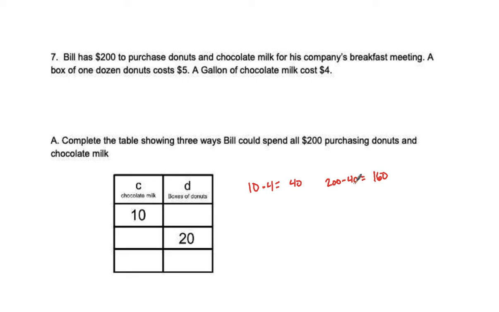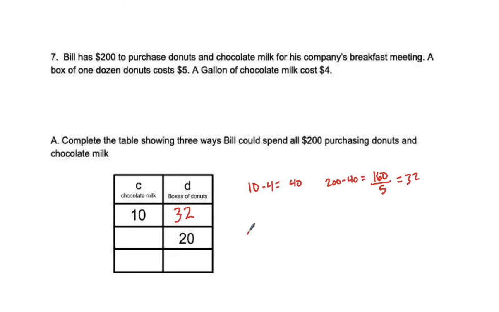Well, now he's got $160 left to spend on donuts, and that is divide by 5. 160 divided by 5 would be 32. So if he buys 10 gallons of chocolate milk, he would buy 32 boxes of donuts, and that takes all of his money. All right, then what if he bought 20 boxes of donuts?